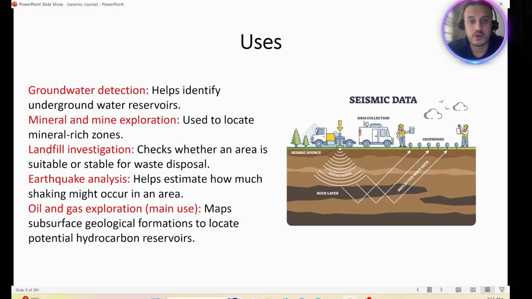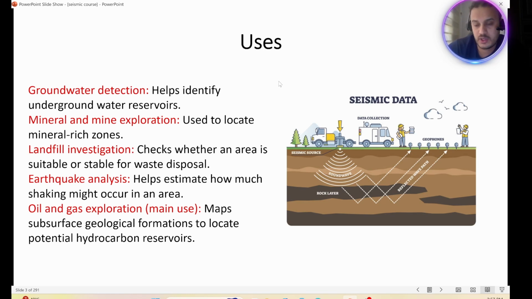So the uses for seismic data: in groundwater detection it helps us to detect the aquifers; in mineral exploration it is used to locate mineral-rich zones; in landfill investigation, to check whether an area is suitable or stable for waste disposal; in earthquake analysis, to help estimate how much shaking might occur in an area; and in oil and gas, to detect the hydrocarbon.